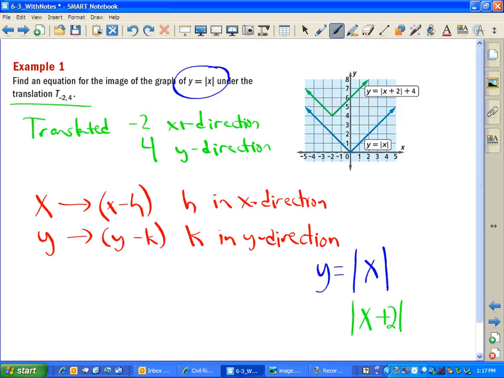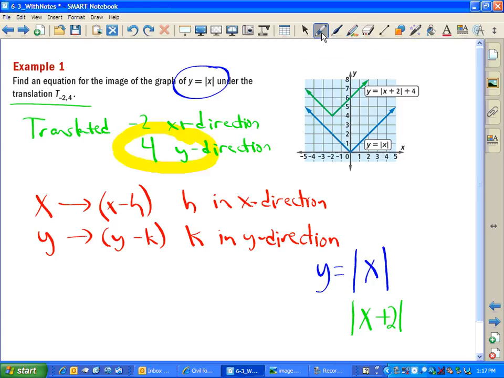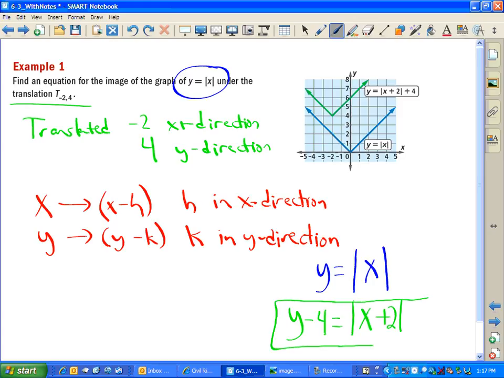And we're going to replace y. It's moving 4 in the y direction. We're going to replace y with y minus 4. So there's our final equation. y minus 4 is the absolute value of x plus 2. You'll notice that when they graphed it up here, they moved the 4 over to the right-hand side to make it easier to keep track of. But there's your overall solution.